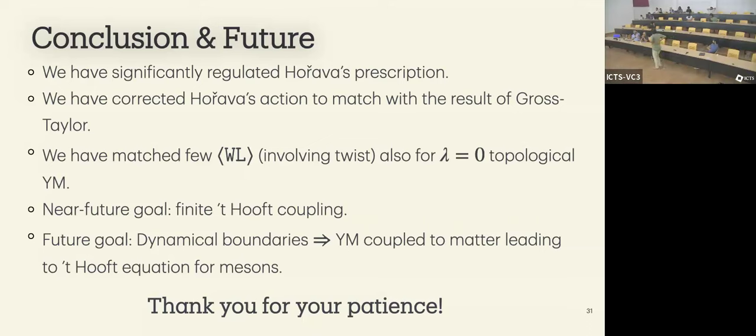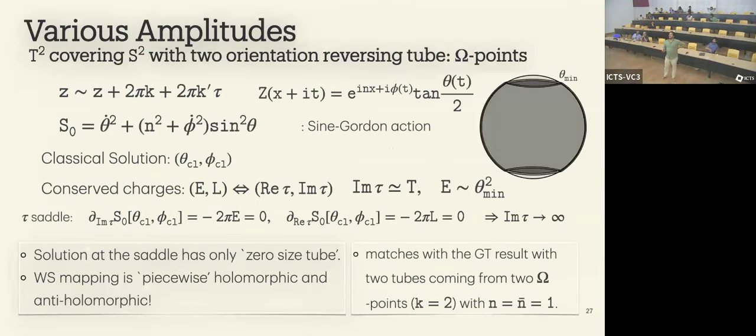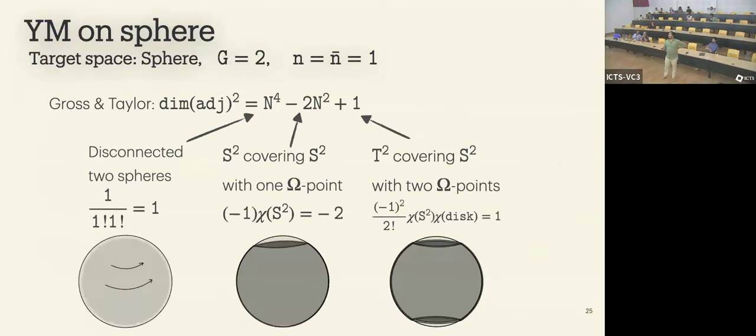Even in lambda equal to zero, did you get any terms I missed which had this n n bar type of structure? Yes, this is exactly the example I tried. So this is n n bar is one. This is having one omega point. Omega points come when you have an orientation reversing tube. And in both the cases, you have an orientation reversing tube. That means two omega points, like in this case two omega points, and here you have one omega point. This is like the case where n and n bar are one.